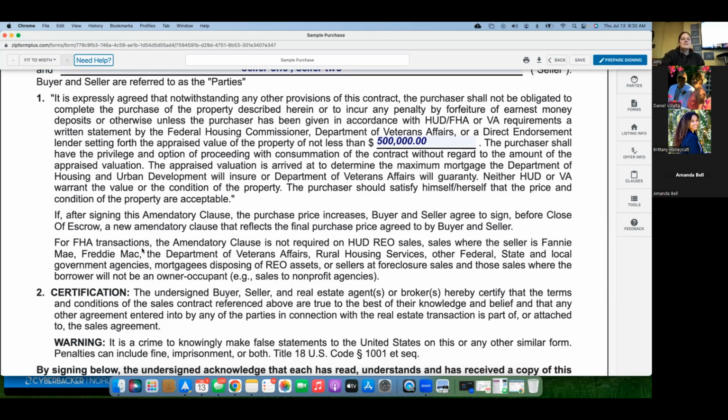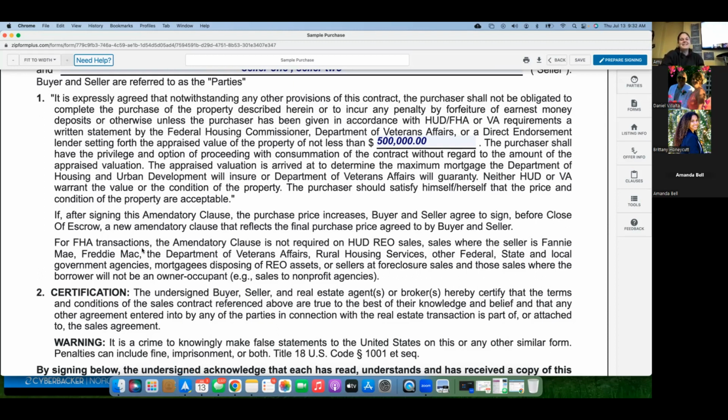For FHA transactions, the mandatory clause is not required on HUD REO sales. So those would be bank-owned foreclosed properties. Okay, so if it's an FHA foreclosed property, it had to have an FHA loan on it that was foreclosed, then this is not required. That's the only instance.